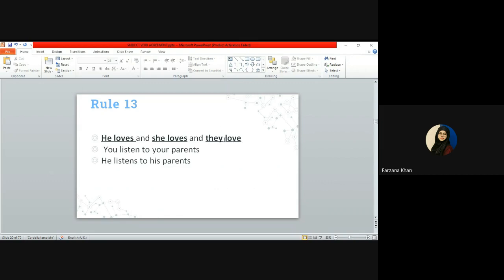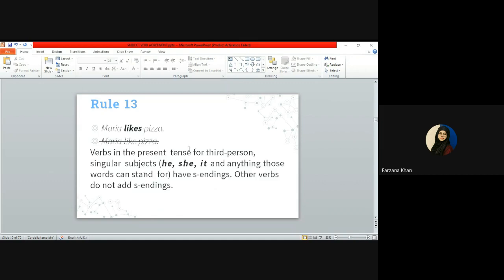They love. They is basically a plural subject. That's why it doesn't require a singular verb. You listen to your parents, but he listens to his parents, right? So according to rule number 13, while using the present tense, third person singular subjects which are he, she, it, and name, they always require a verb which ends with s or es, the addition of s or es.